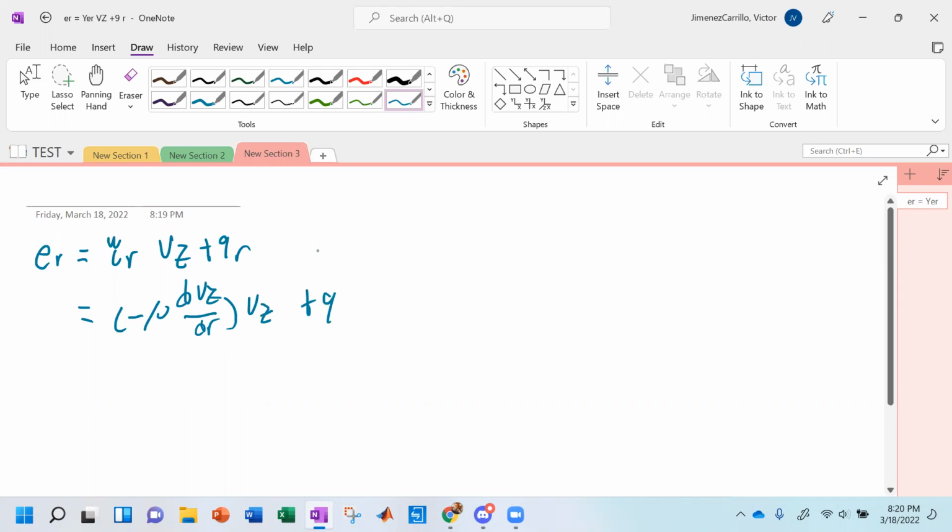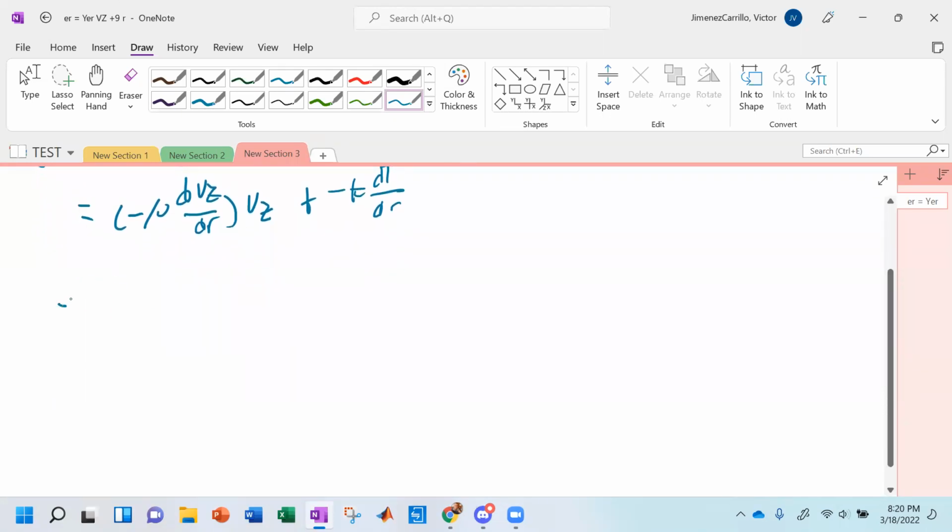Obviously, q_R exists because q exists in every thing you make. It never goes away. So q is there, and what do we replace q_R with? Fourier's law: negative k dT/dR. This term here will forever exist, so make sure you take it into account. It never goes to 0. Let's talk about the e_Z direction.